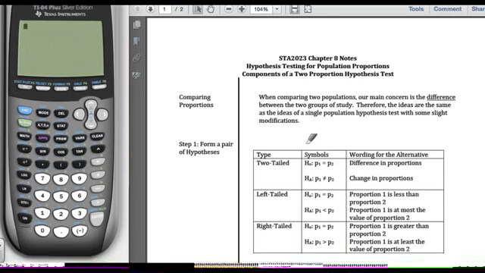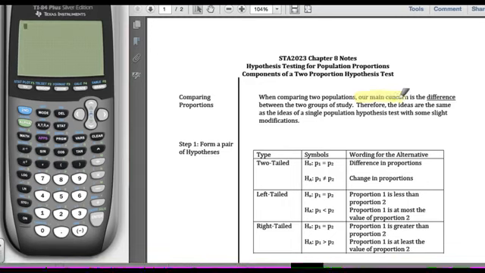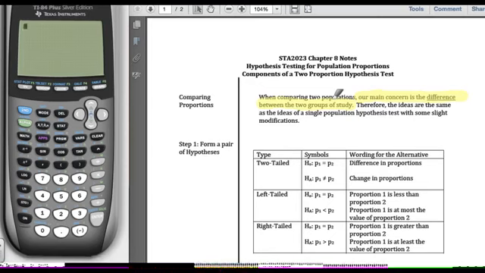So instead of looking just at one group, maybe teenagers in general, you might compare 16-year-olds to 17-year-olds. But when we're comparing 2 populations, our main concern is the difference between the 2 groups of study. It doesn't matter if the first group is 80% and the second group is 90%, or if the first group is 20% and the second group is 30%, there's still a 10% difference there. One group is 10% above the other group.